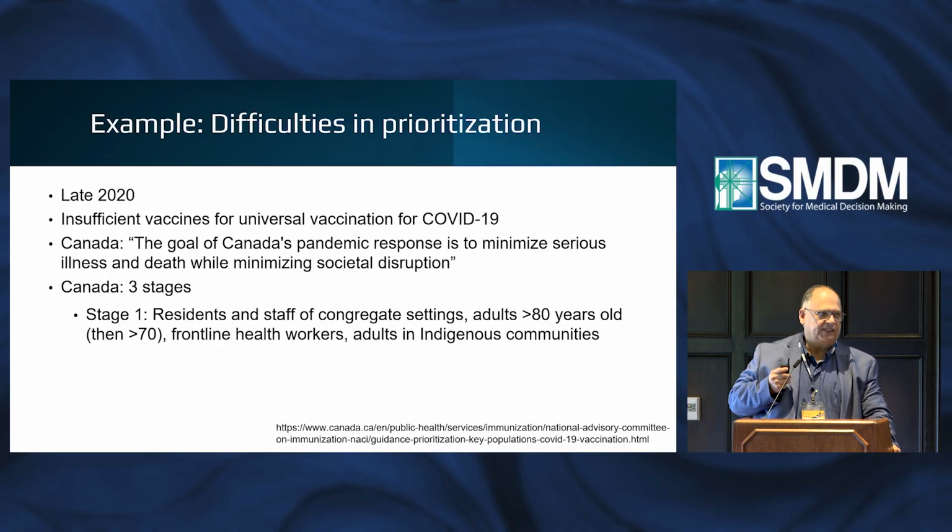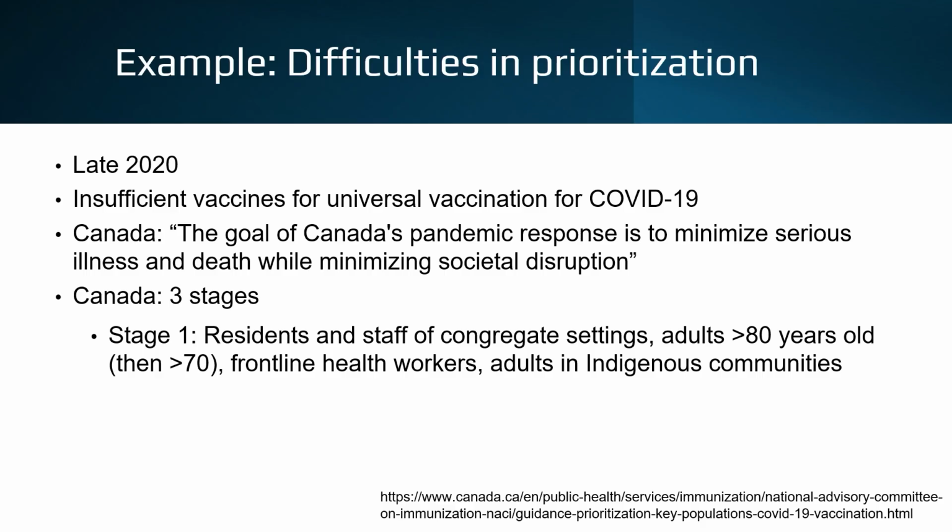I'm just going to show you stage 1 here. So stage 1 was residents and staff of congregate settings, adults who were over 80 years old, and then after that, those were all vaccinated, adults over 70 years old, frontline health workers, and adults in Indigenous communities. And so I put this up really to highlight that last section about adults in Indigenous communities, and I want you also to pay attention to that phrase about minimizing social disruption.